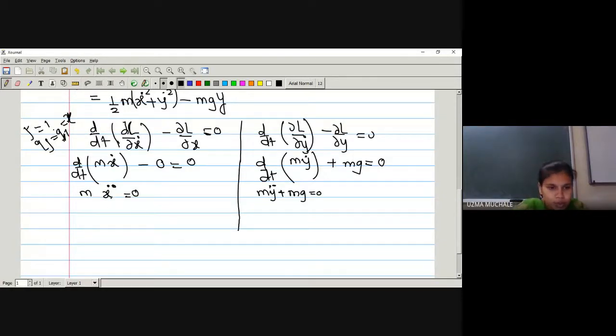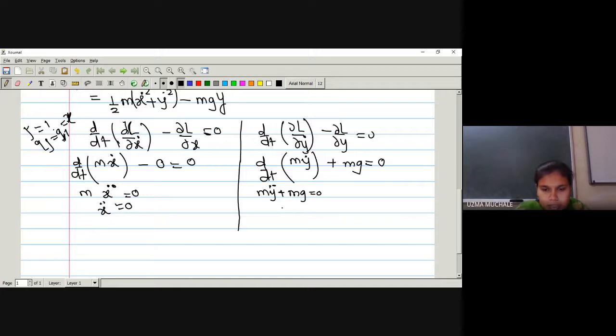It is very easy to solve this equation. What I will do is simply integrate. As mass is a constant term and it is non-zero, because we have considered a particle of mass m which has some mass, we can divide by m. If you divide by m, you get x double dot is equal to 0. As it is non-zero we can divide, because if it were 0, we could not divide: 1 upon 0 is not a defined quantity.